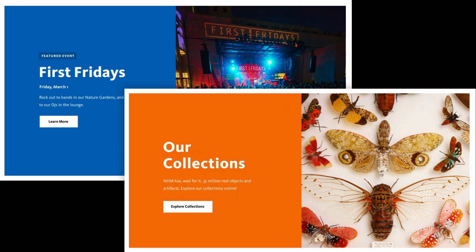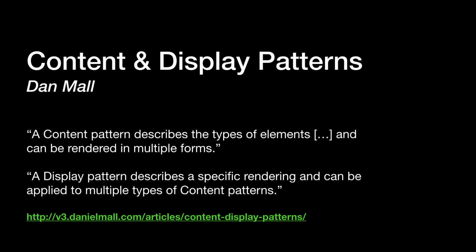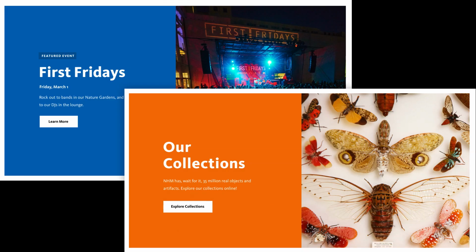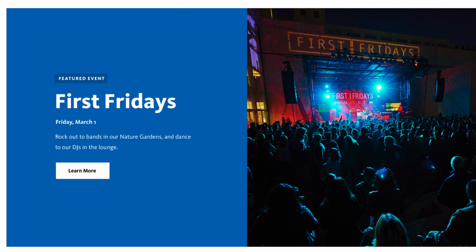For example, this is an event. It's got an event category. It's got a date. It's got a name. It's got a description. This is more just a link to a page on a website. It's got the name of the page and a short description of it. This would be 2 different content patterns, but 1 display pattern. And when it comes to UI components, what we're interested in is the display pattern.